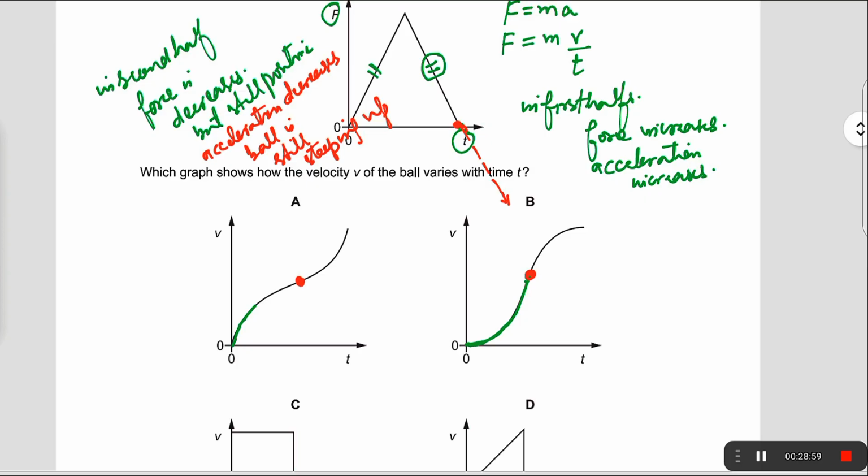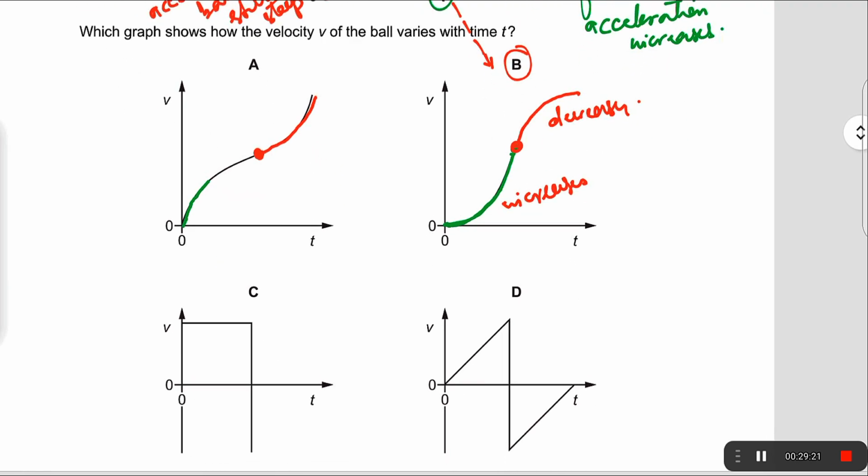So if I check this graph, here it is increasing, but here it is now decreasing. This one part is increase and this one part is decrease. So the correct option is B. Do you understand it very well? I hope you understand it.